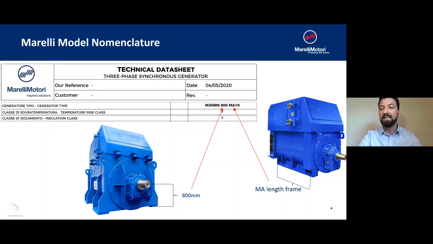The MA indicates the length of the frame or the barrel. You will typically see S's, M's, and L's, which stand for small, medium, and large. The number 10 indicates the polarity of the generator. This is a 10-pole generator.